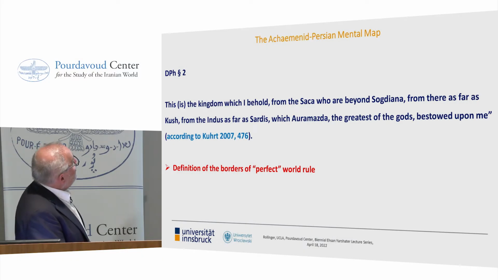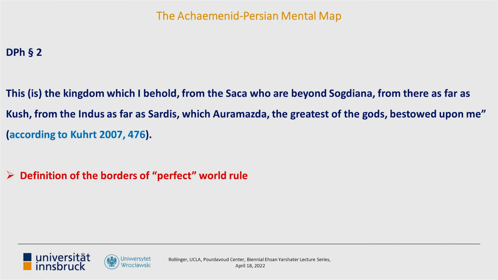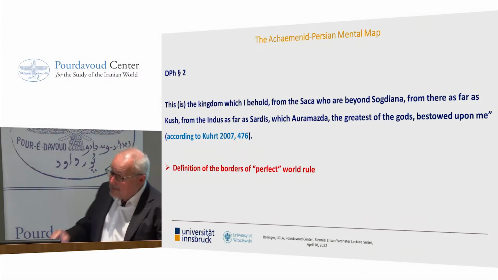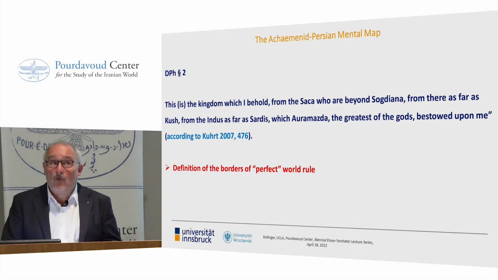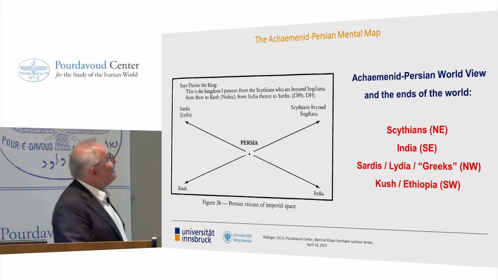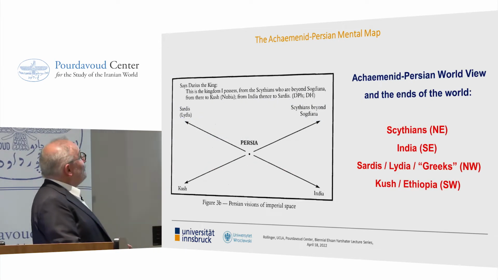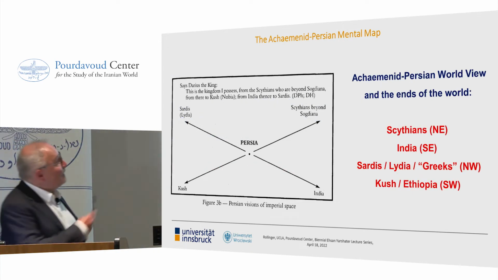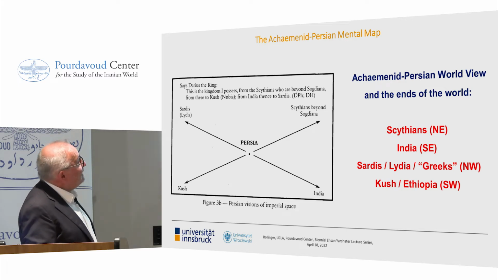Another inscription from Persepolis, Darius Persepolis inscription H: This is the kingdom which I behold from the Saka who are beyond Sogdiana, from there as far as Kush, from the Indus as far as Sardis, which Ahura Mazda, the greatest of the gods, bestowed upon me. Here again we have a specific idea of the borders of the world, and you can see this here in this map, which was originally created by Amélie Court and which puts these ideas perfectly together.